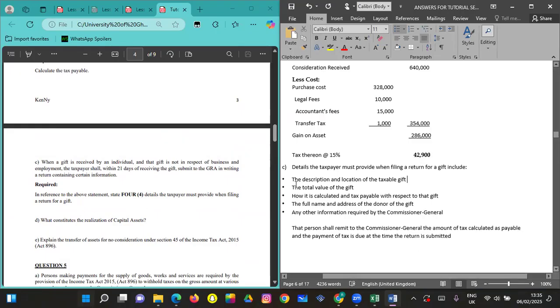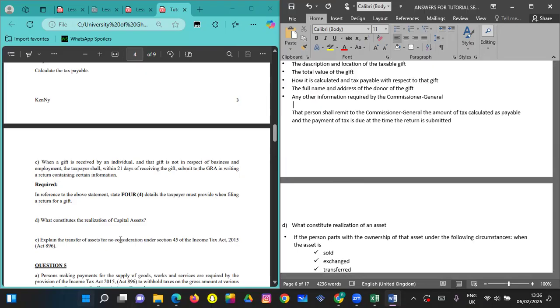So first, the description and location of the taxable gift, the total value of the gift and how it is calculated, and the tax payable with respect to the gift, the full name and address of the donor, and then any other information they will ask you. Remember, if you cannot remember anything, remember any information required by the Commissioner General, and also the description and location, the value is very important. In the full name, you can remember everything.